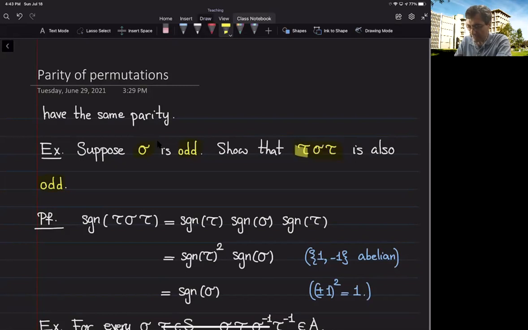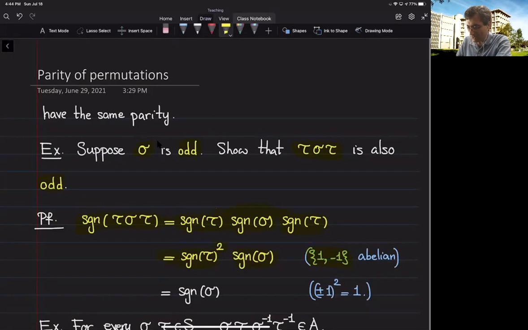Let's apply sign to this. Sign of this product is the product of signs because sign is a group homomorphism. So it is sign of tau times sign of sigma times sign of tau. But remember, these are elements in this abelian group, so I can put them in whatever order I want. I can put this guy before sign of sigma. I get sign of tau squared times sign of sigma.